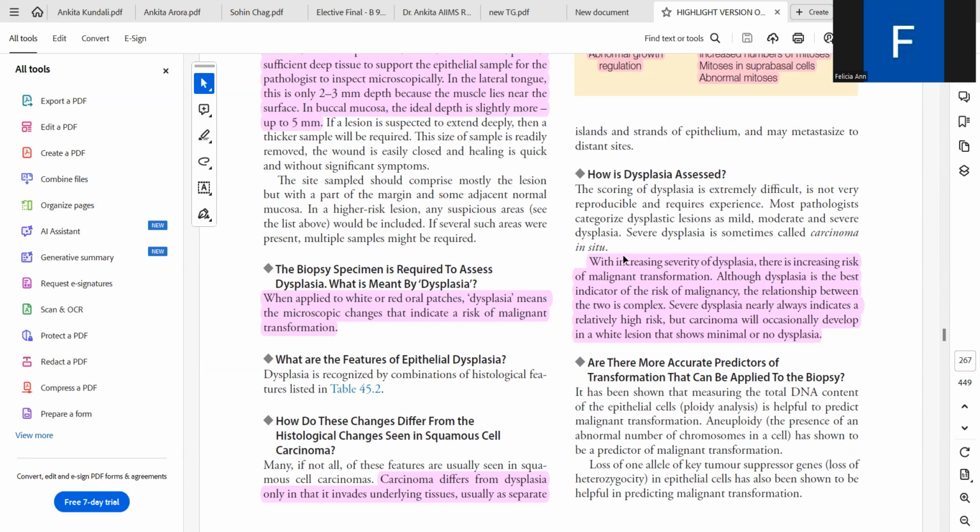When it spreads over different areas, it goes deeper and involves deeper tissue layers. It metastasizes to lymph nodes, to other places. It has become full-blown squamous cell carcinoma. With increasing severity of dysplasia, there is increasing risk of malignant transformation. Although dysplasia is the best indicator of the risk of malignancy, the relationship between the two is complex. Severe dysplasia nearly always indicates a relatively high risk, but carcinoma will occasionally develop in a white lesion that shows minimal or no dysplasia.